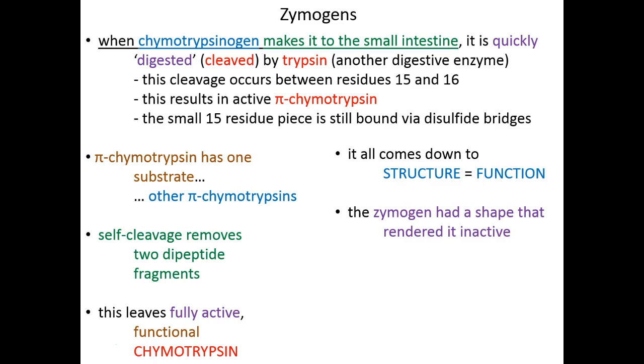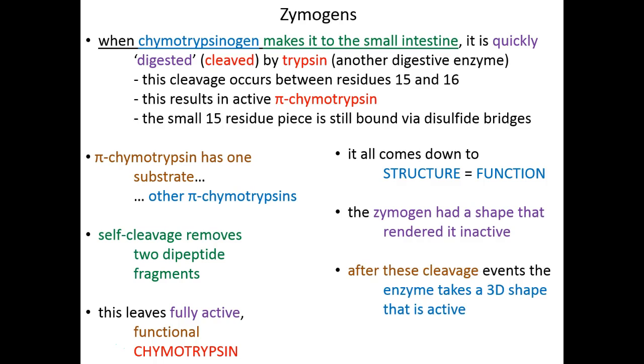The initial zymogen, chymotrypsinogen, had a shape that was completely inactive. The shape of chymotrypsinogen didn't allow it to perform any catalysis. After being cut by trypsin, the new shape of pi chymotrypsin allowed it to have activity, but the only thing that would fit in its active site is another pi chymotrypsin. And therefore, pi chymotrypsin could only cleave and digest others just like it. Once digested to that final chymotrypsin state, that was a fully functional enzyme with a three-dimensional shape that allowed full-range activity that could go off and digest proteins as part of our normal digestion process.